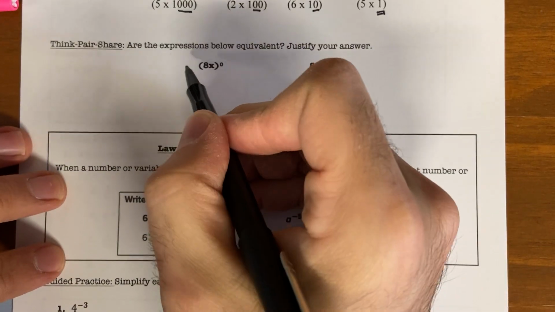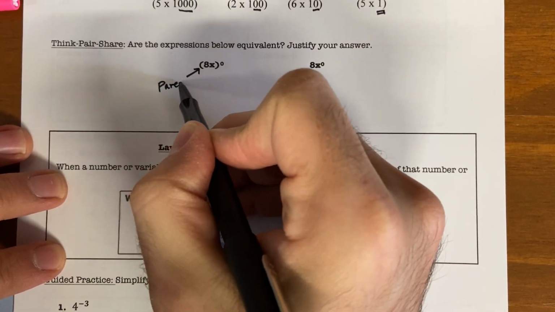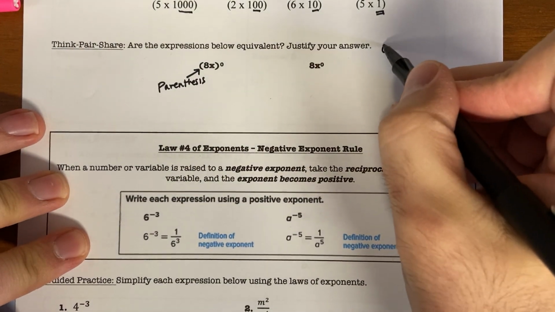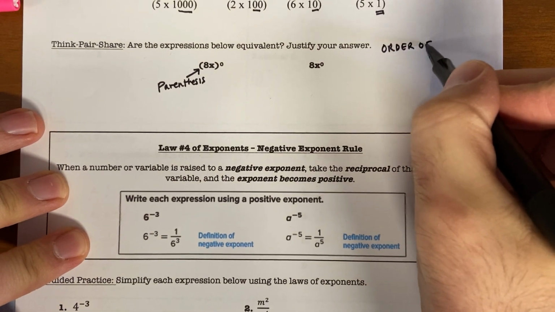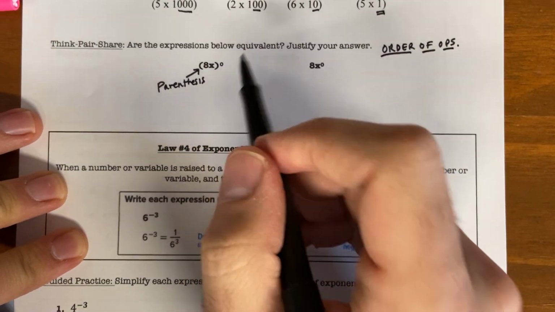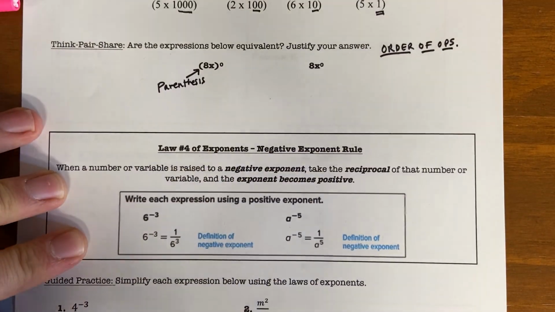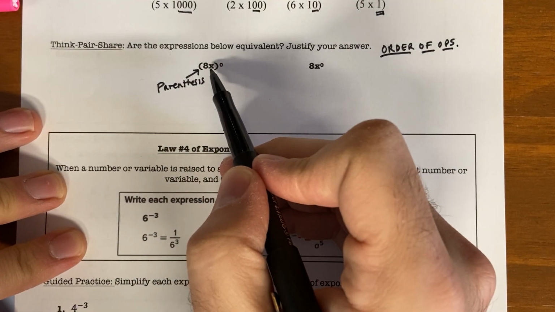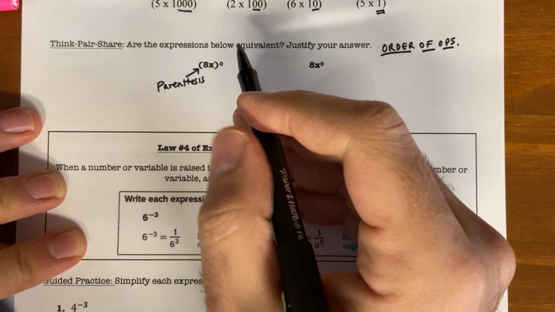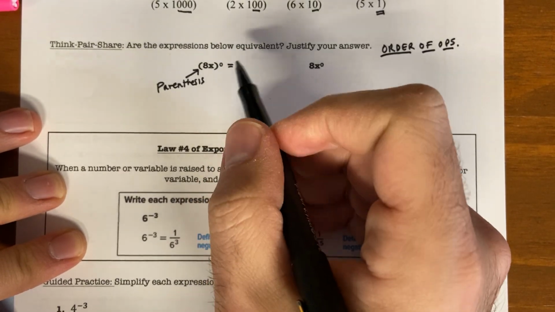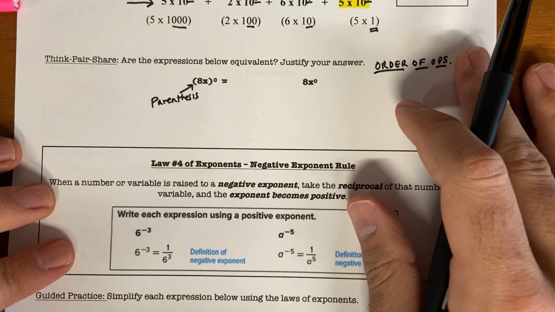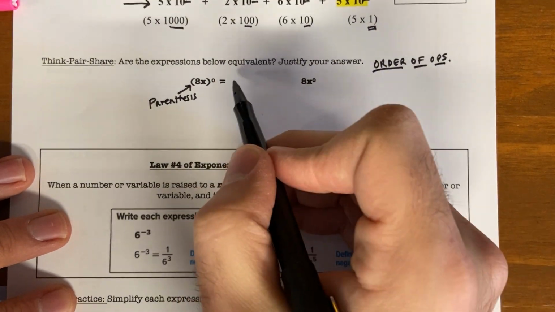Well, on the left-hand side, we have parentheses. And those are important because we have to think of the order of operations. On the left-hand side, both the 8 and the x are being raised to the 0 power. Not just the x, not just the 8, but both of them. So if I'm raising 8 and x to the 0 power, the entire thing, right, going back to our rule, any number or variable raised to the 0 power is equal to 1. So since both are raised to the 0 power, it's equal to 1.